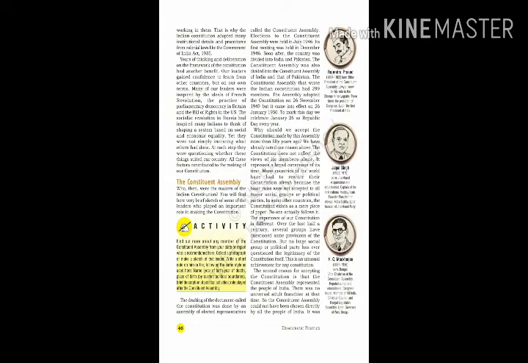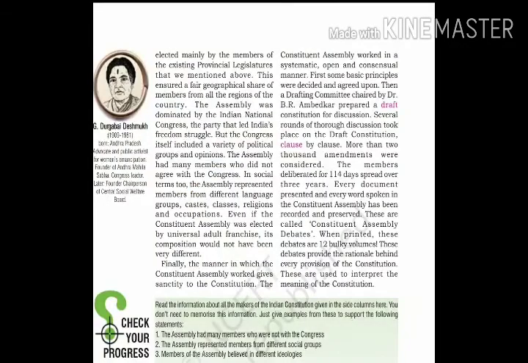The Constituent Assembly that wrote the Indian Constitution had 299 members. The Assembly adopted the Constitution on 26th November 1949, but it came into effect on January 26, 1950. To mark this day, we celebrate January 26 as Republic Day every year.